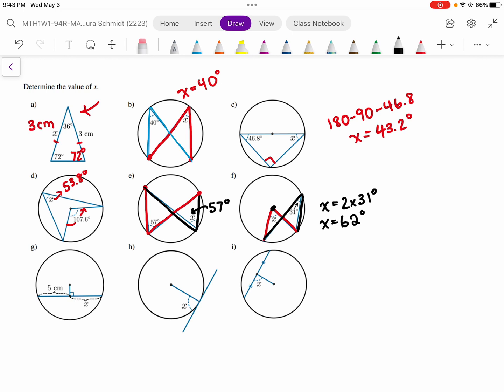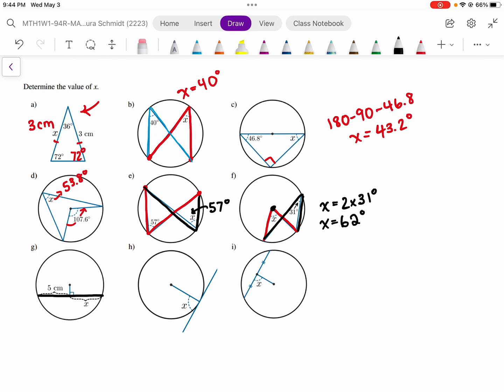That's a tough one. Okay, and these last three I didn't talk about because I don't actually think you need to know them. But just in case you do, this is a chord. This is called a chord. It just goes from one side of the circle to another side.